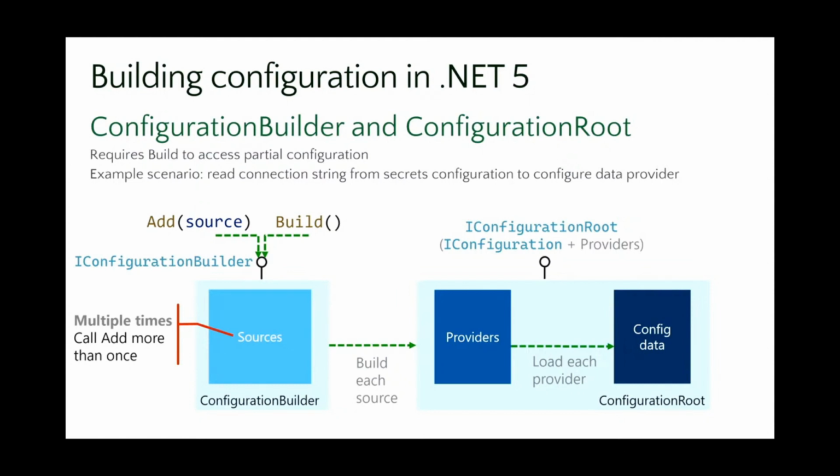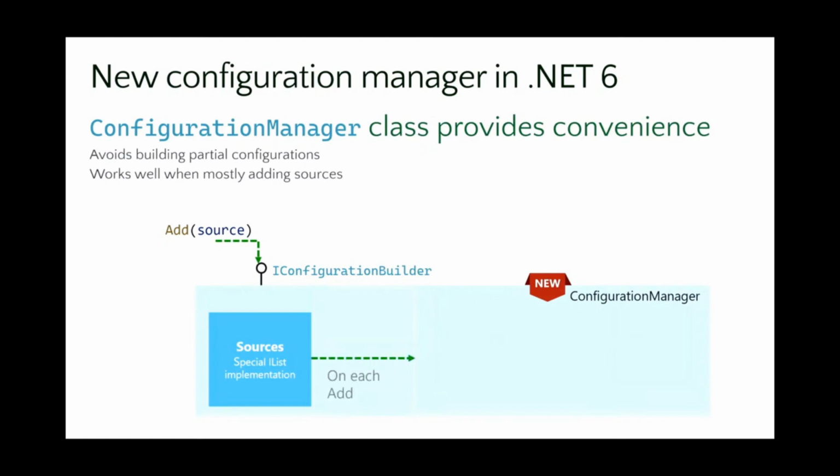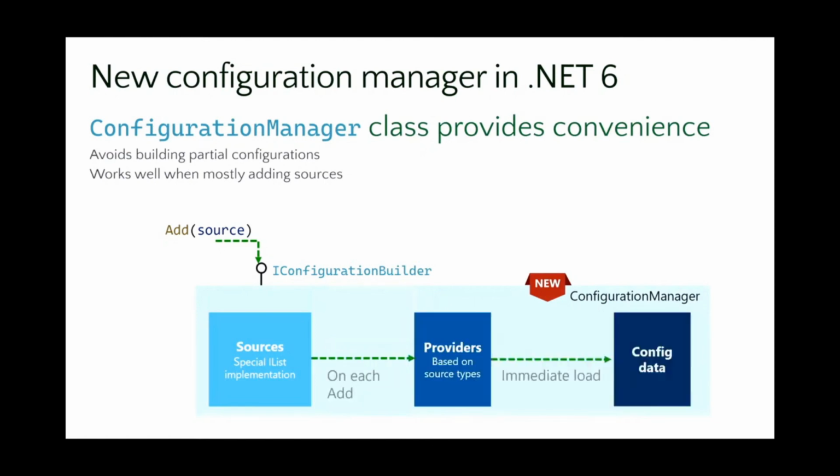So you need to build it while you were actually still building it. And that's kind of a problem, that you need to do a partial build. But in .NET 6, they did something new. They have this thing, not the configuration builder, but the configuration manager. And you can do an add, Key Vault or something, and it will start adding this to the sources internally. But immediately, it will use the provider to start building the configuration data. So this means that whenever you do an add, you can start reading from the configuration straight away.